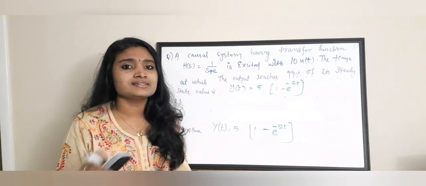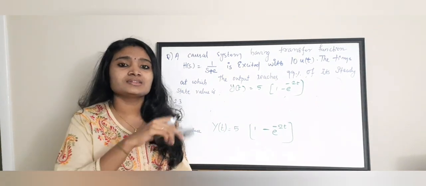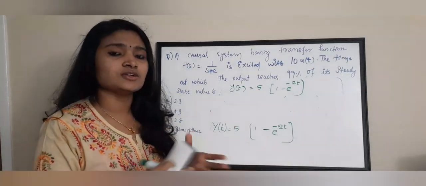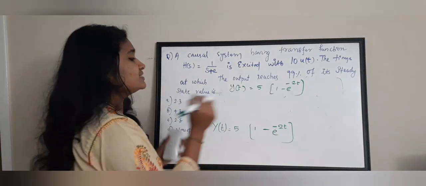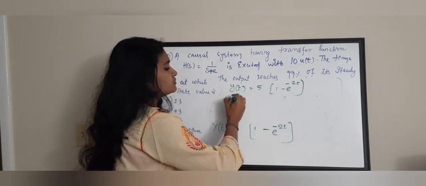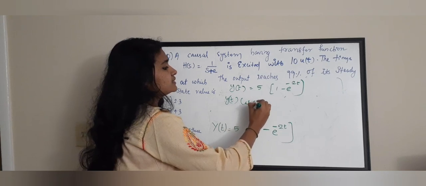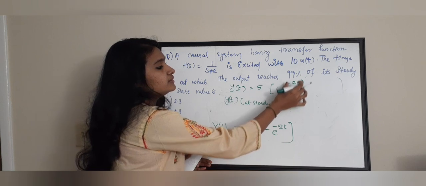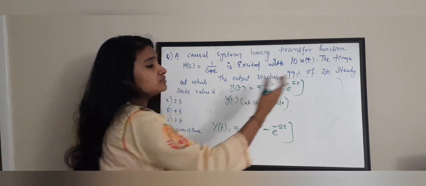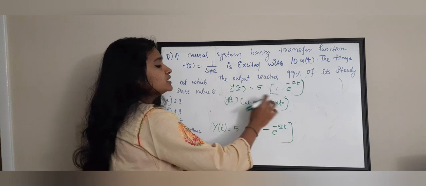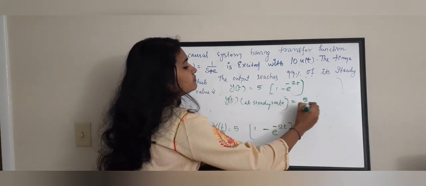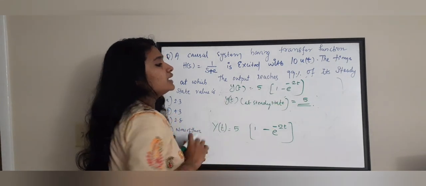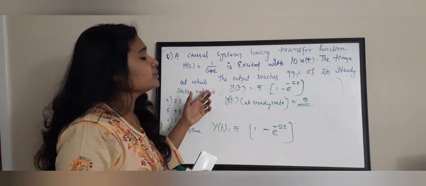The function will be steady or constant. So the function will not have the time variable at the steady state, or it will be some constant. We can say that at steady state, the value of the function y of t will be, when the e raised to term will not be there, a constant value. So the value will be equal to 5.